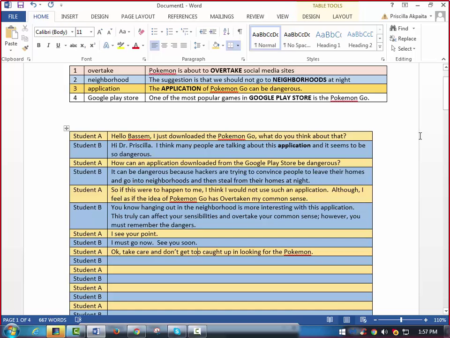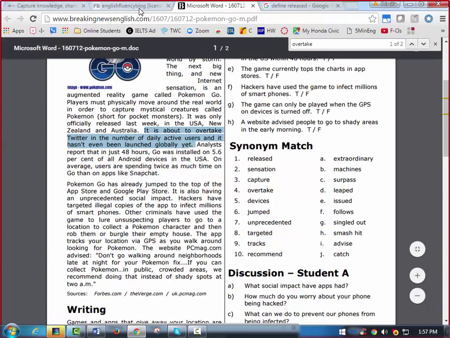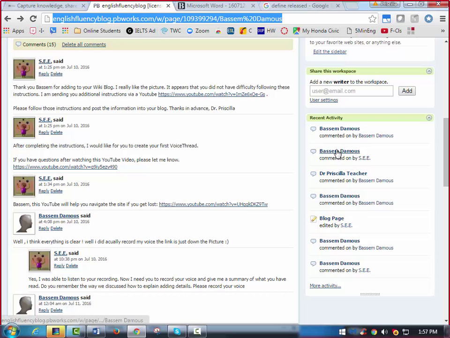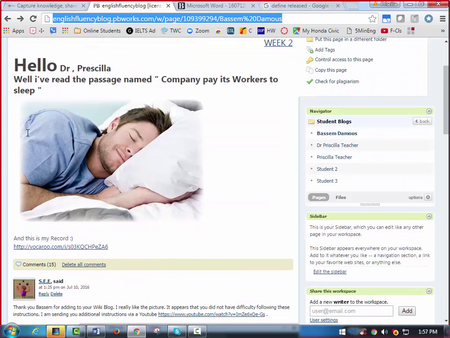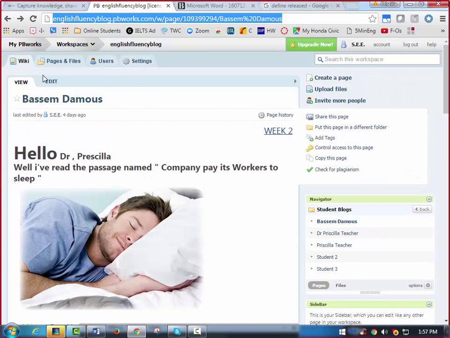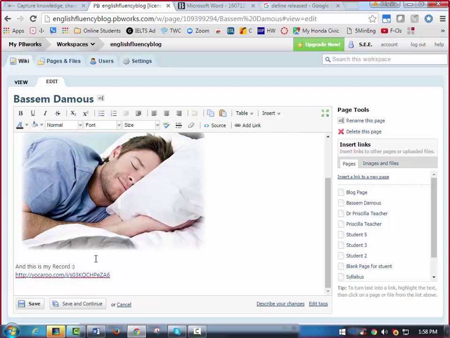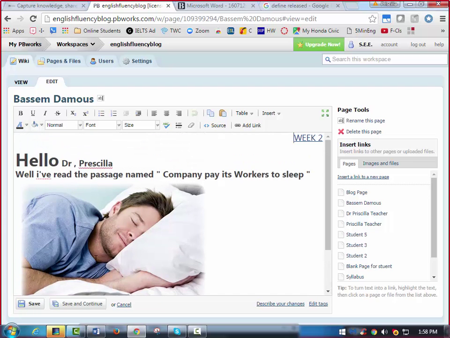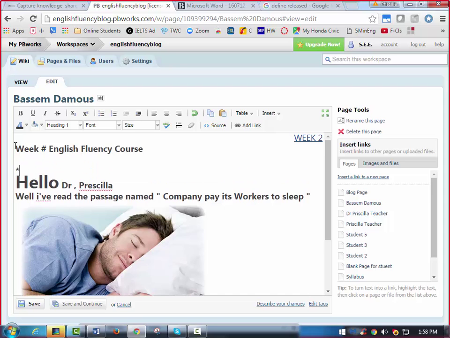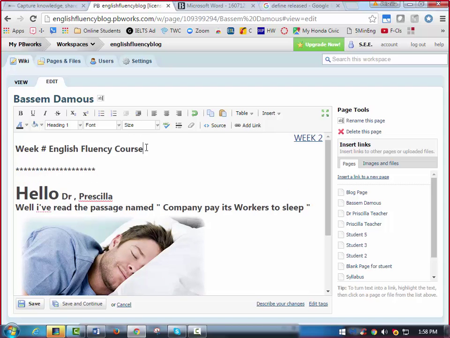And the last thing that we're going to do is go back to the wiki. And we'll go to your blog. Let me know if you can see your screen. Let me see the screen. Okay, so I'm not exactly sure where your blog is. This is your blog. So to get to your blog, I'll go here. And I'm going to go down here, and I think it probably should be up here though. So this is going to be week two, English fluency course. I'm going to put the line here so I'll know where I am, and go here.